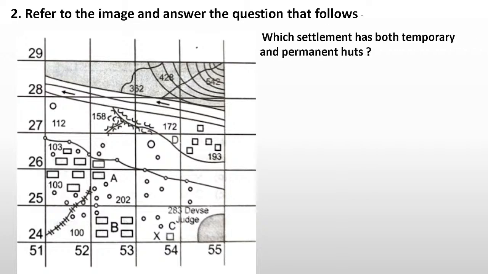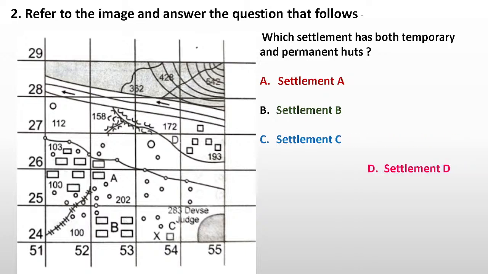And the question is, which settlement has both temporary and permanent huts? A, settlement A, B, settlement B, C, settlement C, D, settlement D. So observe this, look at this image properly and answer.